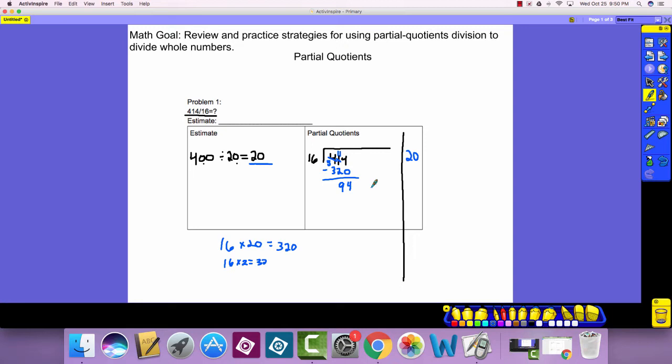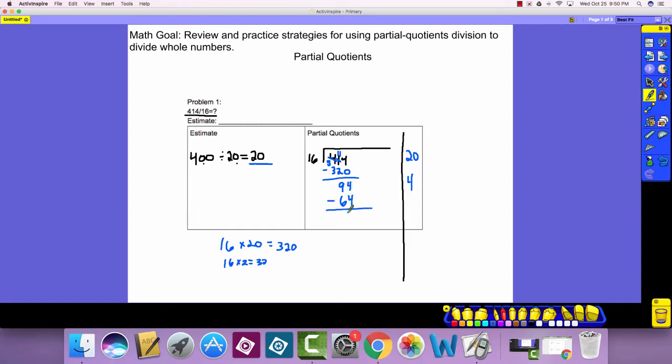Alright, so now I'm ready for my second partial quotient, my second step. I need to think to myself, how many 16s are there in 94? Well, I know 16 times 2 is 32, so I know there's at least 2 16s. I'm going to think, what if I just doubled that? So 16 times 4. Well, let's think. 32 doubled is 64, so 16 times 4 is 64. So I know there's at least 4 16s in 94. So I'm going to do 16 times 4, and I'm going to do 64.